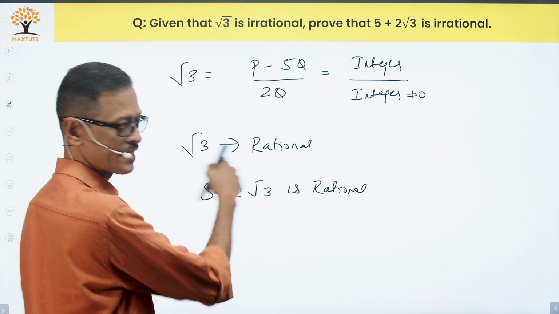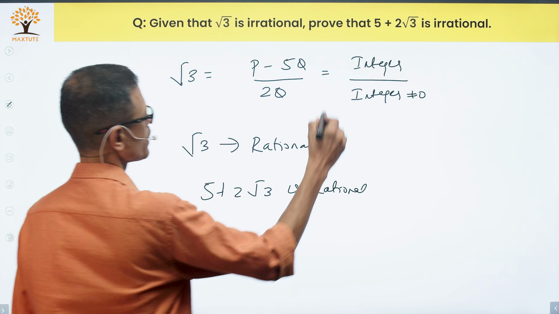We know that this results in root 3 being a rational number, but we know this is not true because root 3 is actually irrational. This contradiction is because the assumption that 5 plus 2 root 3 is rational is an incorrect assumption, and hence we have proved that 5 plus 2 root 3 is an irrational number. This part, reasoning it out to being a rational number, can be done a little differently also.